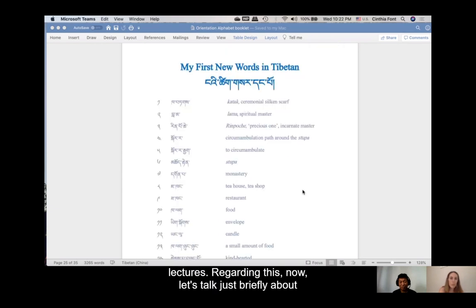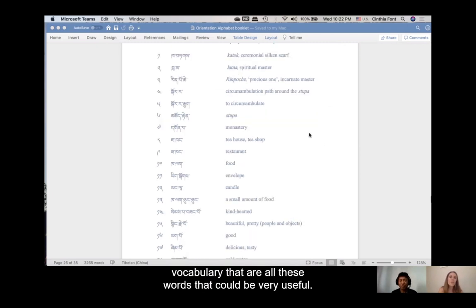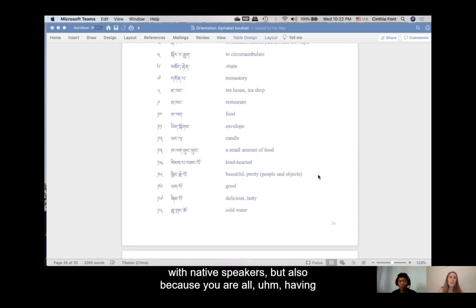Now let's talk just briefly about what's coming next. We have given you a list of vocabulary, words that could be very useful to start memorizing, to start striking up conversations with native speakers, but also because you are all having 1 hour of class with an assistant language instructor in order to put into practice all of this knowledge that we are trying to share with you here.